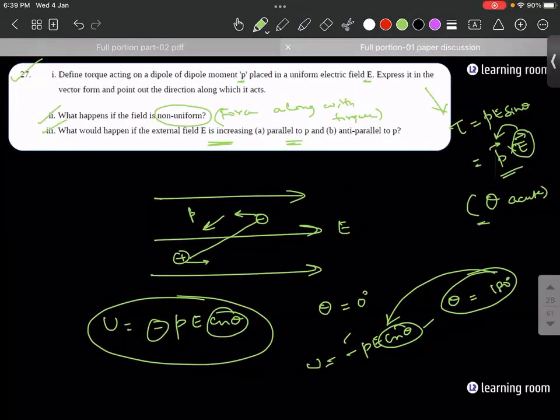Sir? Tell me. Sir, the answer should be the torque wouldn't change, right?